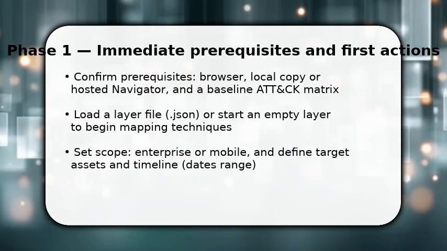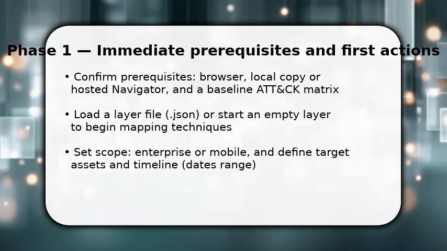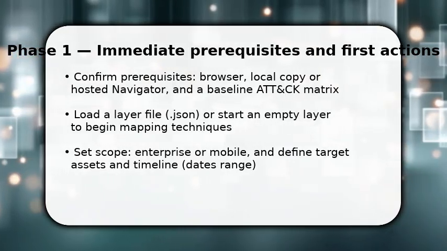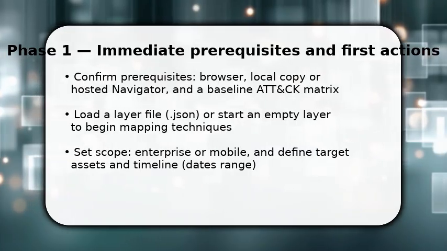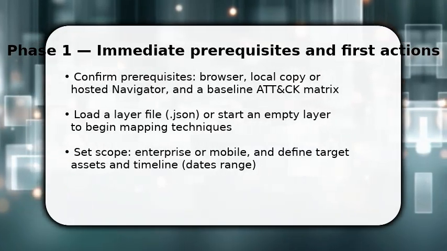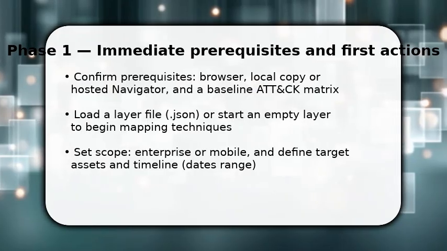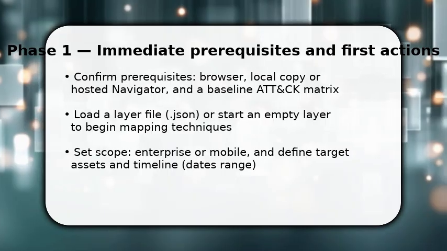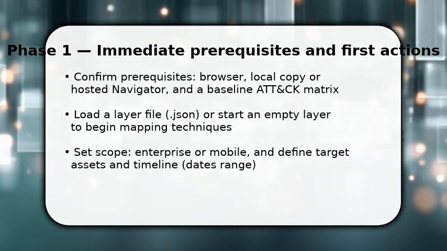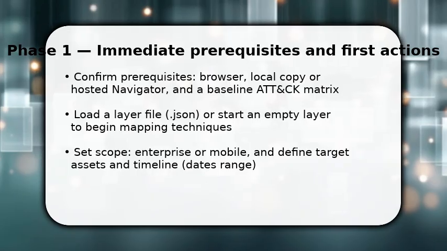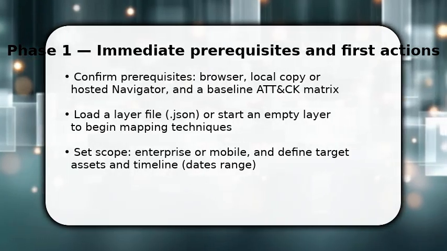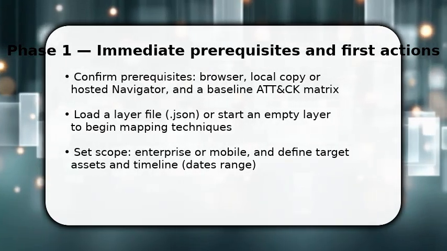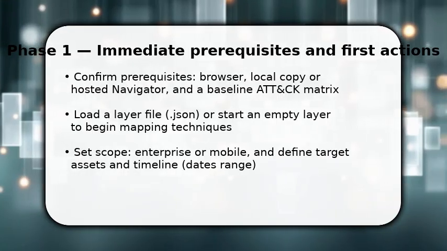You start by confirming the essentials: a modern browser and either the hosted ATT&CK Navigator or your local copy. Once ready, open Navigator and load a layer file or choose a blank layer to begin mapping. Make sure to set scope, enterprise or mobile, and define the assets and timeline you care about. This matters because layers drive visualization and filters. Without scope, you'll misprioritize techniques.